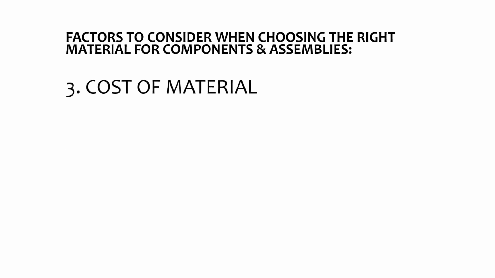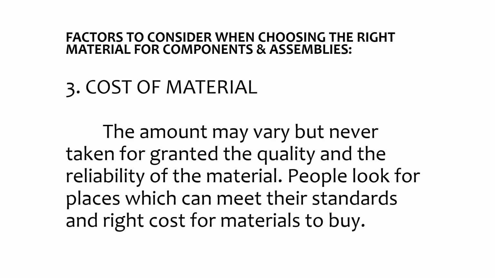Number 3 is cost of material. The cost of material is also considered when buying or selecting materials for a specific project. The amount may vary but never take for granted the quality and the reliability of the material. Will you buy material which is less expensive but worse quality? Will you buy material which you cannot afford? People look for places which can meet their standards and right cost for materials to buy.